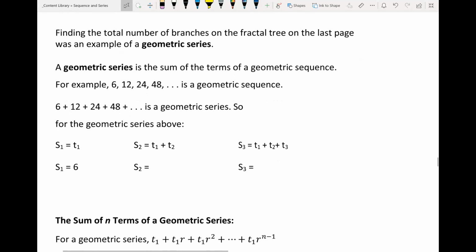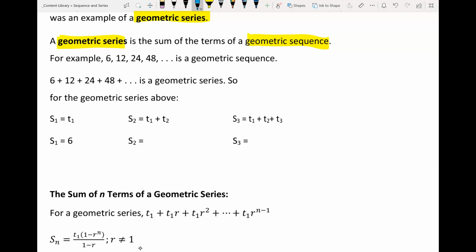So, finding the total number of branches on the fractal tree on the last page is an example of a geometric series. Remember, a series is a sum of some sort of sequence. So a geometric series then is the sum of the terms of a geometric sequence. For example, 6, 12, 24, and 48 is a geometric sequence, but if we add up the terms together, that is a geometric series.